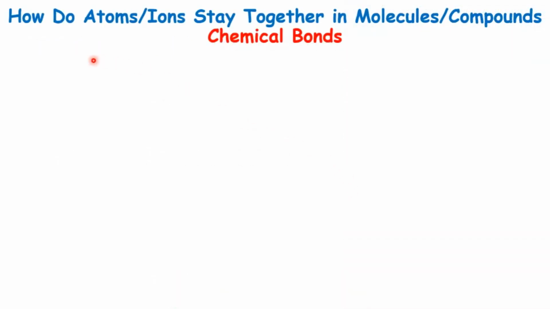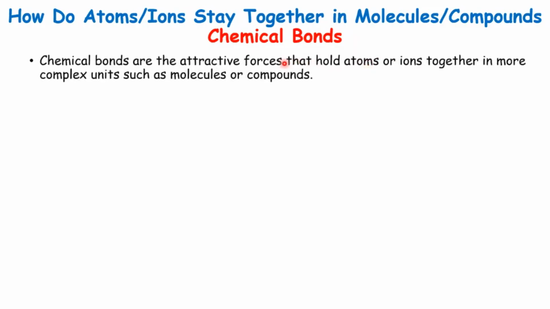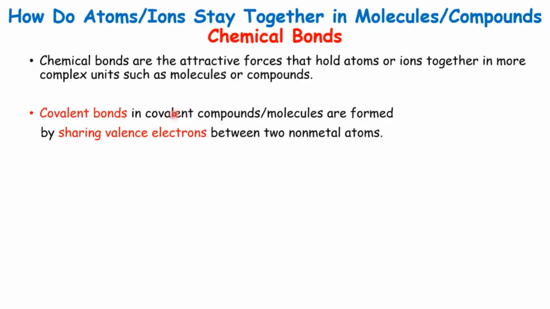You may wonder, how do atoms or ions stay together in molecules or in compounds? The short answer is through chemical bonds. Chemical bonds are the forces that hold atoms or ions together. We have mainly two types of chemical bonds. One is covalent bonds, found in covalent compounds or molecules. Those bonds are formed by sharing valence electrons between two non-metal atoms.